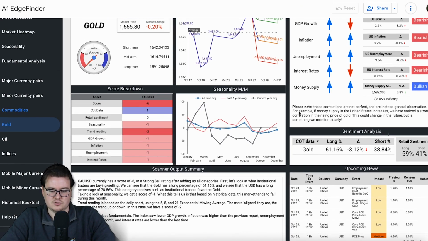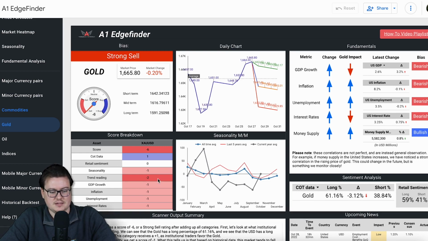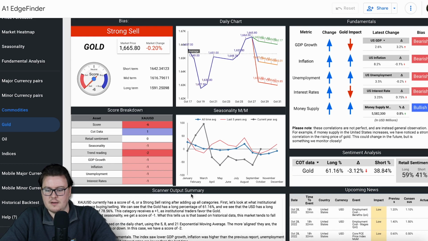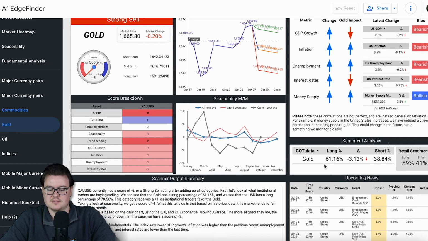So why don't we go ahead and just really quickly go through these scores here. We have a strong sell bias today for gold, score of -6. COT data sits at a score of +1. We can see that institutional traders, smart money traders, are 61.16% long on gold and 38.84% short. Retail traders are following, they are 59% long on gold and 41% short on gold. So both retail and institutional traders are long on gold at the moment.